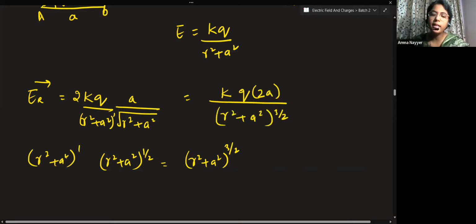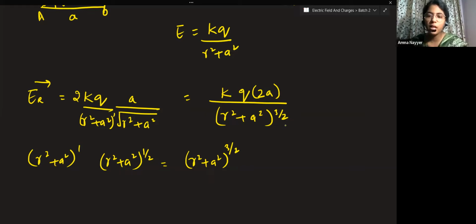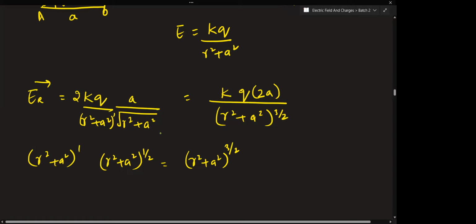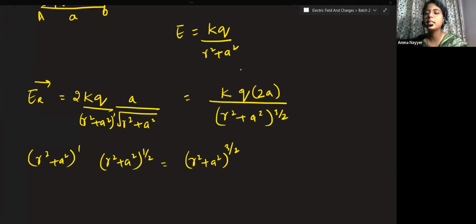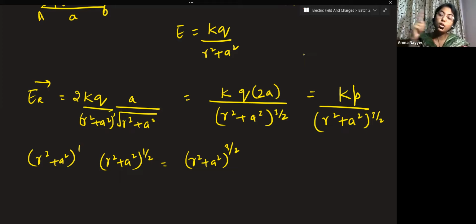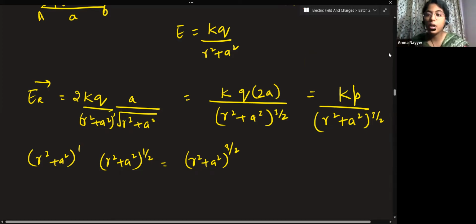Are you able to identify the dipole moment? In this formula, can we take out the dipole moment? Is it possible? Yes, ma'am. Correct. This Q into 2A is the dipole moment. So this becomes Kp divided by R square plus A square to the power 3 by 2. This is your formula of electric field at the equatorial point. The axial line formula had a 2 in it with the denominator changed. That was for the axial line. This is for the equatorial line.